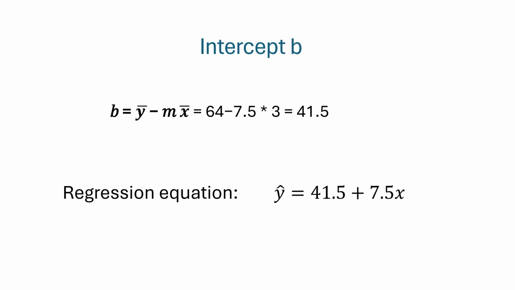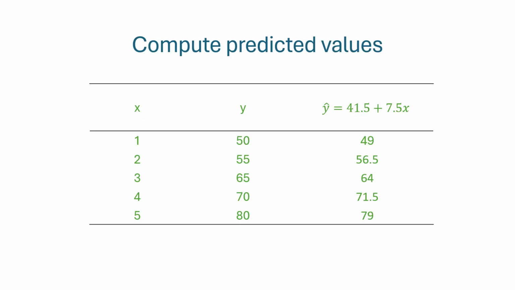We can use the regression equation to predict Y for a specific value of X. For example, when a student studies 1 hour, the actual exam score is 50. Using the regression equation, we can also calculate the predicted exam score, which is 49, and we can do the same for other study hours.